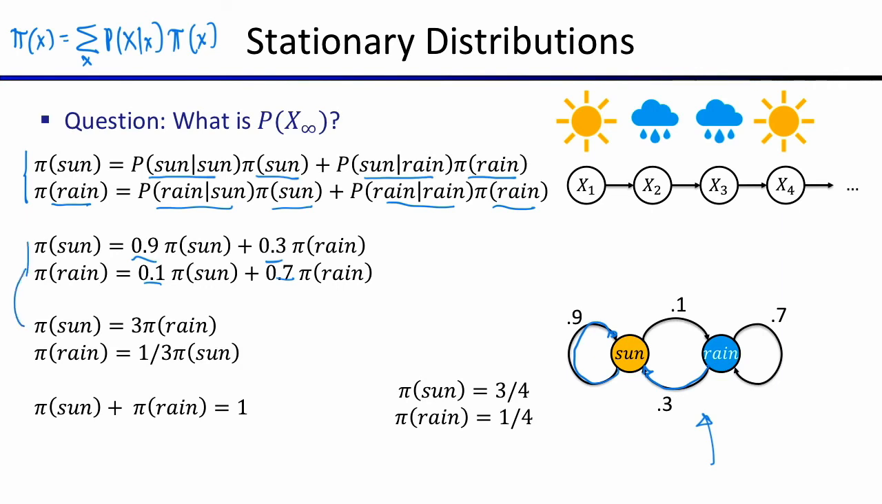From here it's a simple simplification. I discover that pi of sun equals 3 pi of rain, and pi of rain is going to be 1/3 of pi of sun. There are many values that we can replace here that satisfy these two linear equations, but we make use of this condition here. We know that these are probabilities and they must sum to 1. So pi of sun plus pi of rain is going to be equal to 1. And if we use this, we get this. That's the stationary distribution for this example.